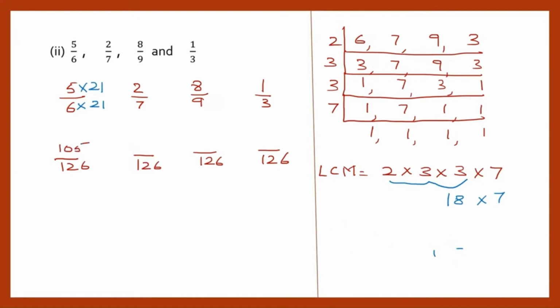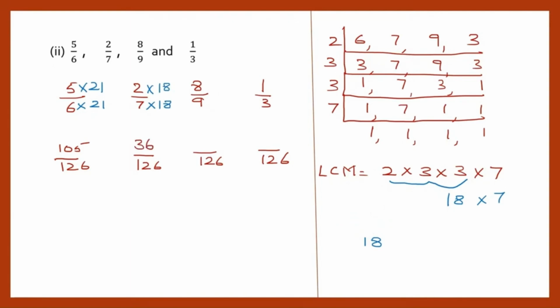Let's go on to the second one. 7 into what will give me 126? Let me try doing it. 126 divided by 7. 7 ones are 7. And there is 8, 9, 10, 11, 12. That's 5. 56. 7 eights are 56. So 7 into 18. That means I have to multiply 2 by 18. 18 twos are 36. So we've got that, 36.